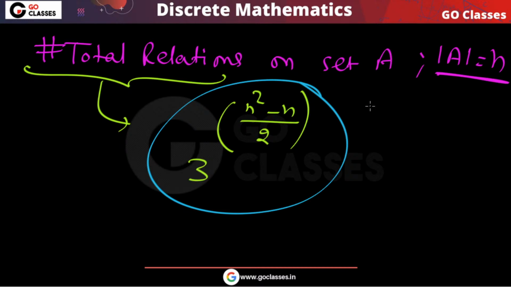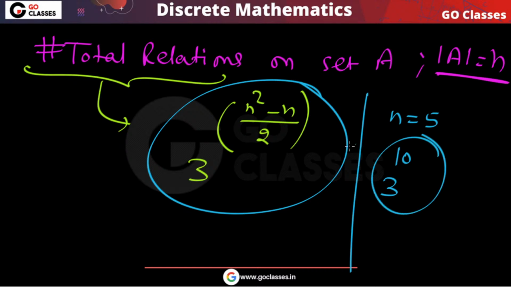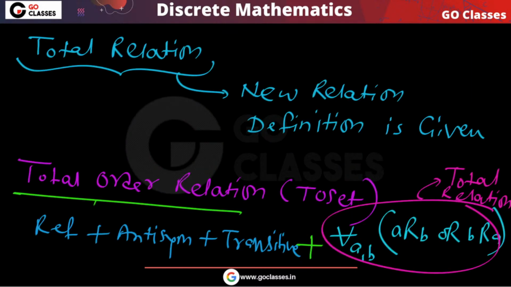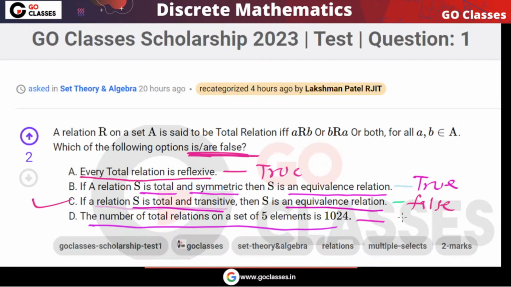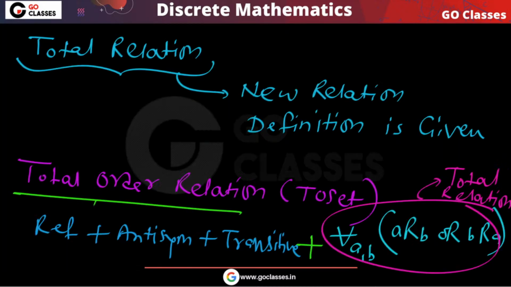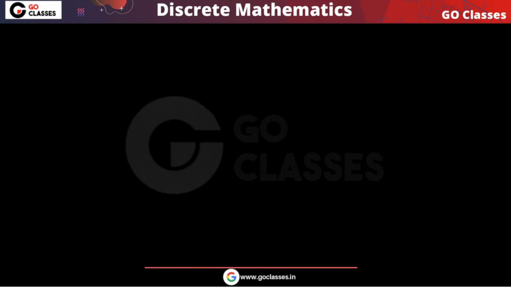Very simple. So the question is saying if n equal to 5, then the answer will be 3 power (n square minus n) by 2. If n equal to 5, that will be 3 power 10. This will be your answer. So this option is also wrong. This option is also false. And the question is asking for false. So the answer will be C, D.